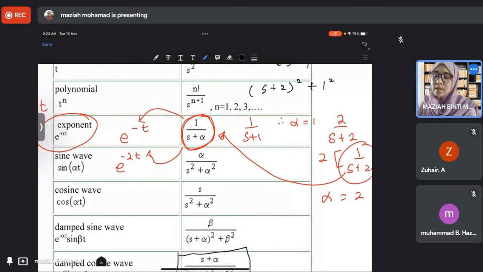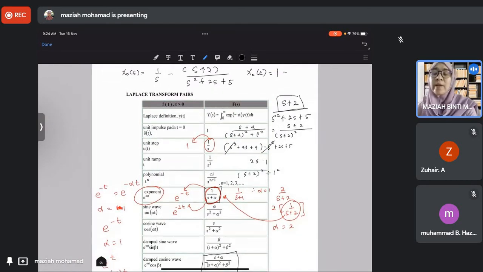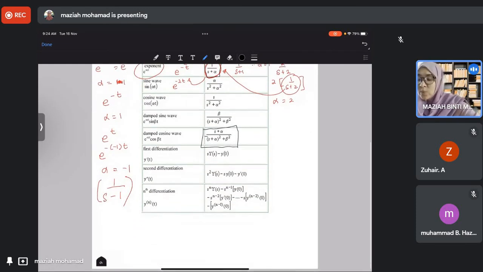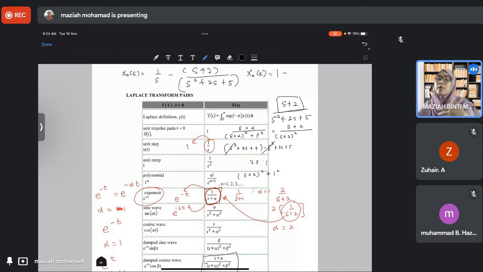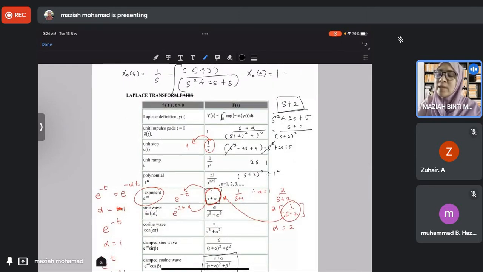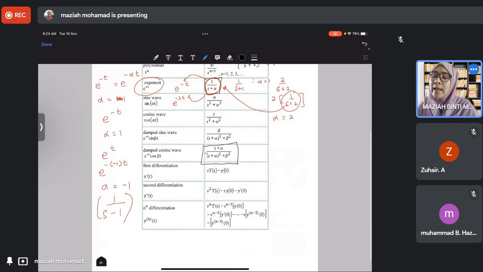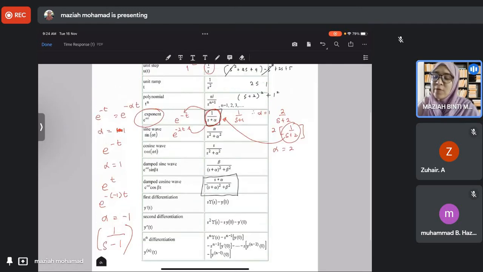Okay, because we have s plus alpha. This is standard form, but our equation here is s square plus 2s plus 5, right? Which means we don't have any standard form for that function s square plus 2s plus 5. So the objective is to manipulate the whole function here, s plus 2 over s square plus 2s plus 5, such that it will appear as any of the standard forms here, this one lah.